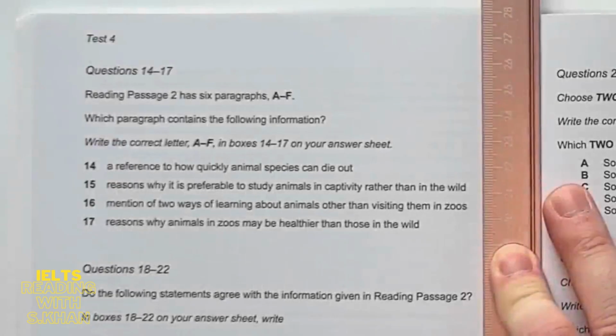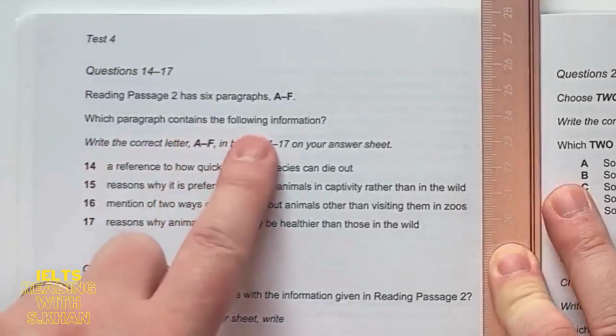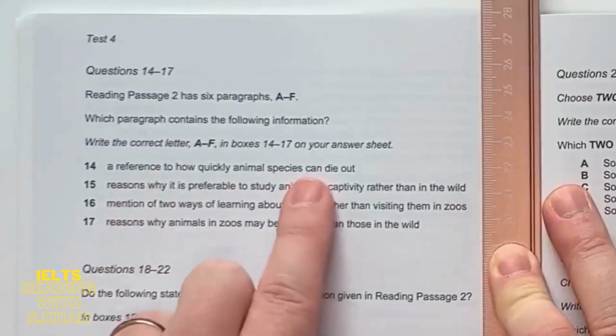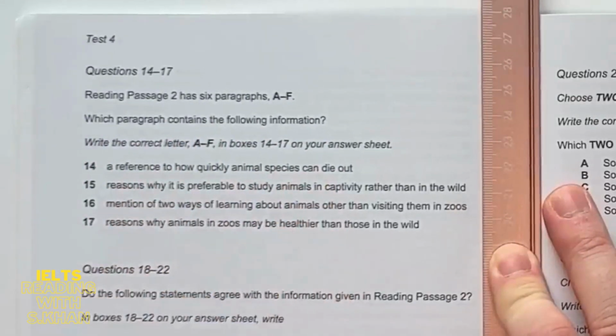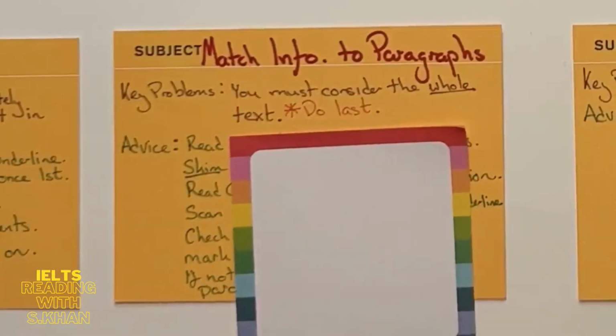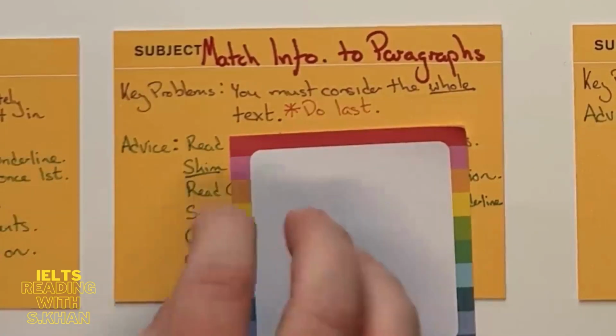Here is a matching information question. So, which paragraph contains the following information? You have to read the information and then match it to the appropriate paragraph in the text. Matching information to paragraphs. The key problem here is you must consider the whole text. There's a huge amount of information to digest here.